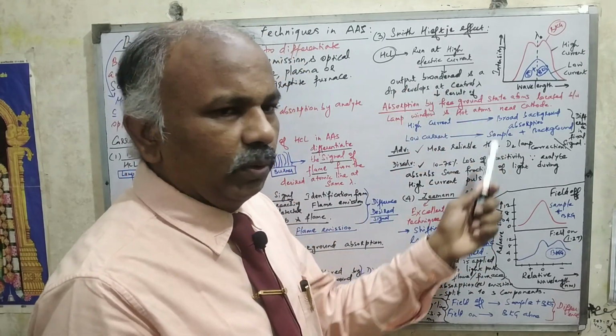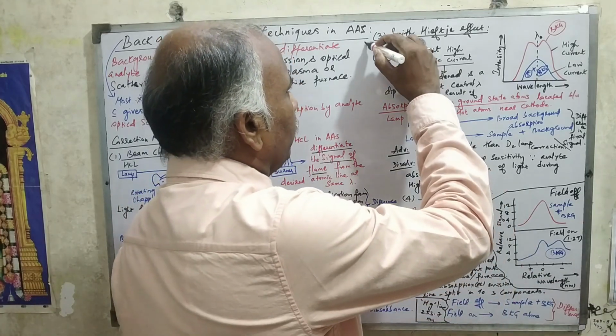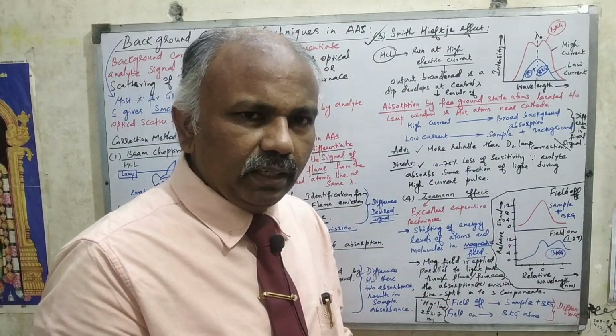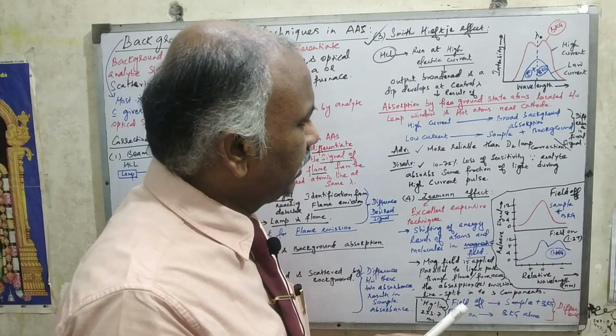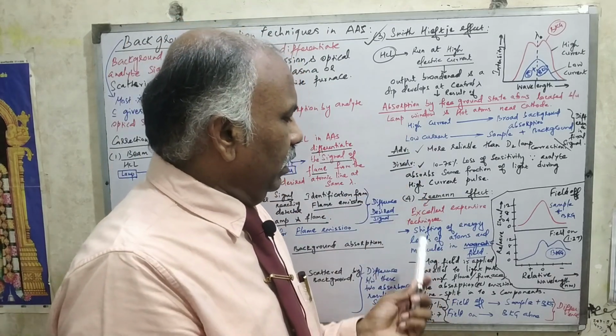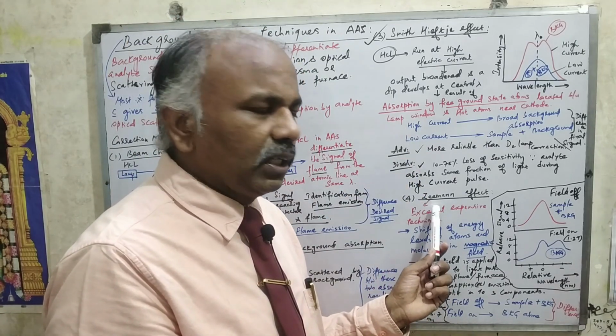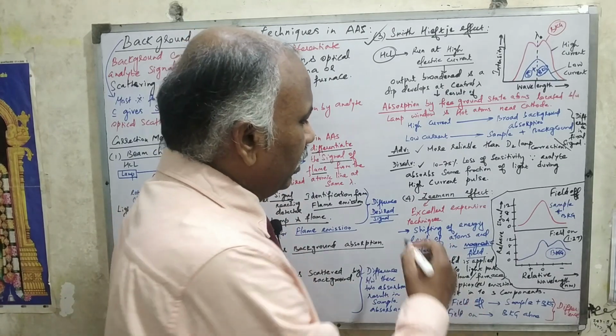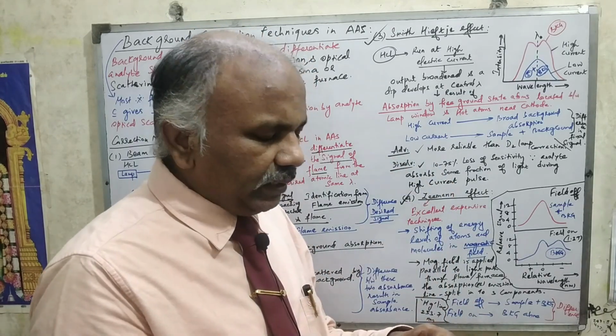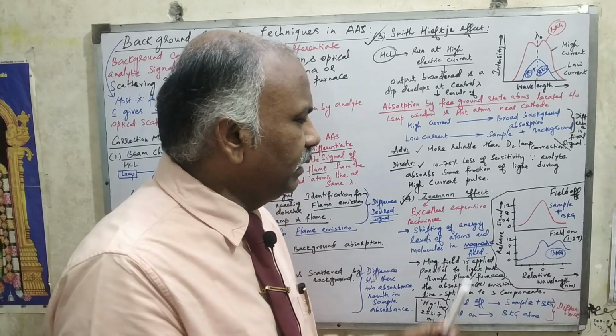So this is also a widely used method. Among all the four methods, this is a very, very important method, the Smith-Hieftje method. It is a less expensive method. Now the fourth method, which is very widely used for performing background correction, is the Zeeman effect. What is called the Zeeman effect?